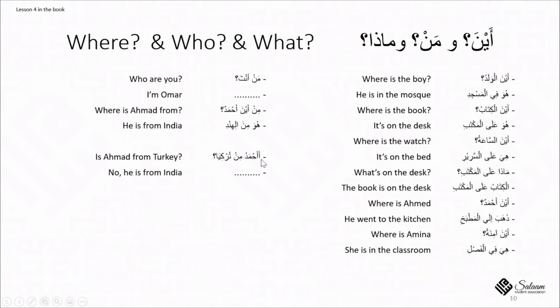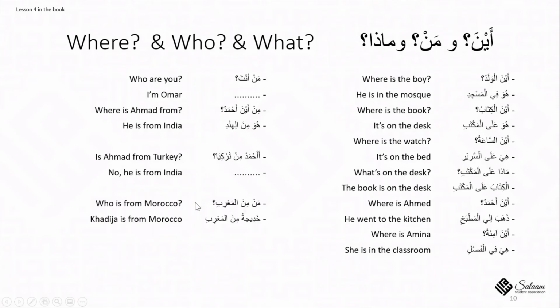Ahmadu min Turkiya, we said that we have alif at the beginning. It became a question. Is he from Turkey? Turkiya? No, he is from India. Can someone help me answer? Ahmadu min Turkiya? هو من الهندي. Someone else who wants to join? So لا, because it's a no. هو من الهندي, the same word here.